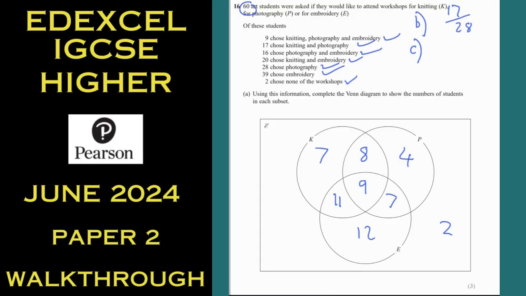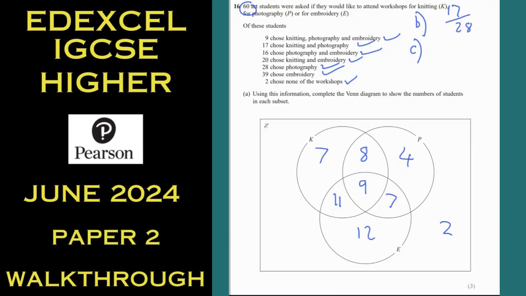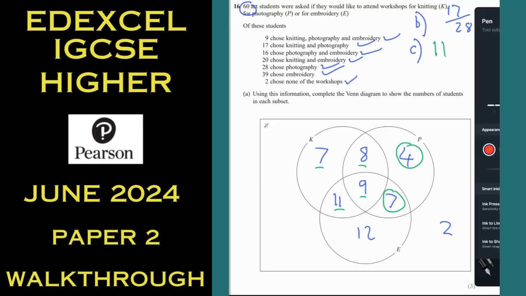Part C asks us for the number of students that are in P intersection not K. So in other words, let's just give ourselves a bit of help here. If we're not looking at K, so that's basically not them, so we're looking at these other 4 numbers. Where do these other 4 numbers overlap with P? And there we go. The 4 and the 7 are inside P and not in K. So it's those 11 that we are interested in.